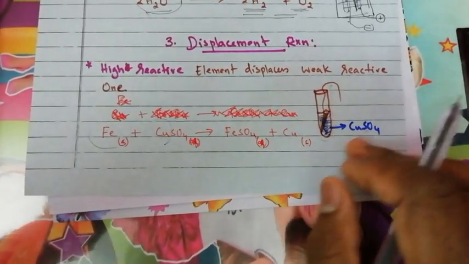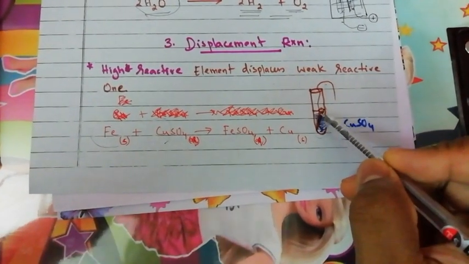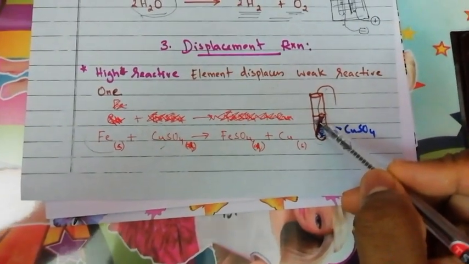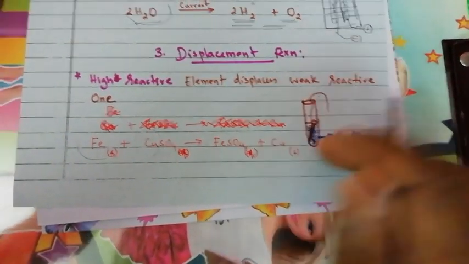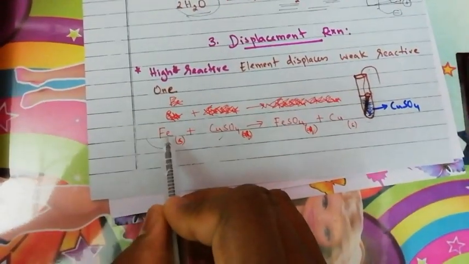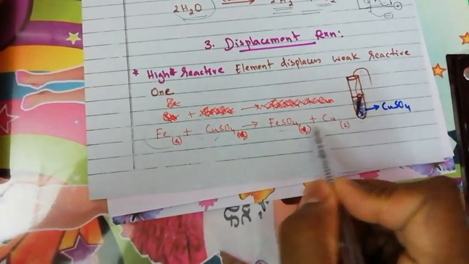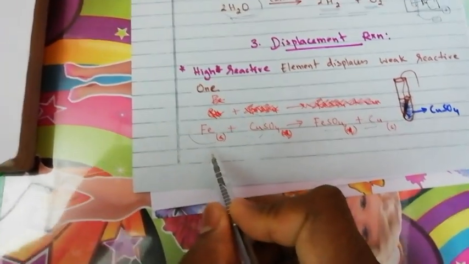How does this green color come and why does a shining brown coating come on the top of the iron nail? Let's see with this example. Iron reacts with copper sulfate, and it turns into ferrous sulfate and copper. Why? I can give an example like this.